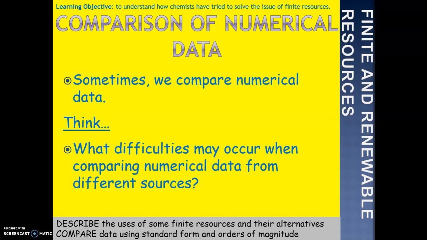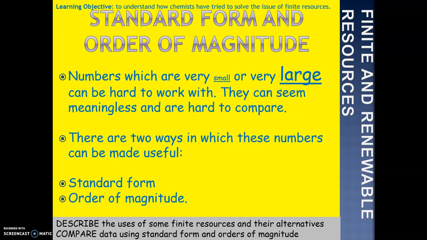So we're now going to move on to comparing numerical data. Sometimes we compare numerical data. I just want you to have a think, as we're going through the next few slides in the recording, what difficulties may occur when comparing numerical data from different sources, different types of data. What difficulties can be overcome by that? So numbers which are very small or large can be hard to work with and can seem meaningless or even hard to comprehend and compare.